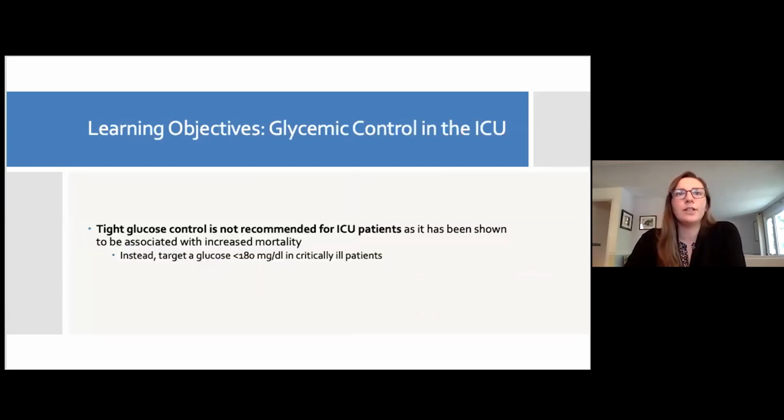Our learning objective here is that tight glucose control is not recommended for ICU patients and has been shown to be associated with increased mortality. Instead, the recommendation is for a target glucose of less than 180 in critically ill patients.